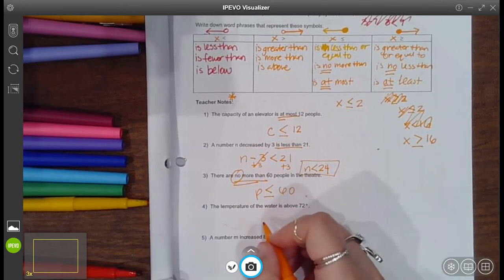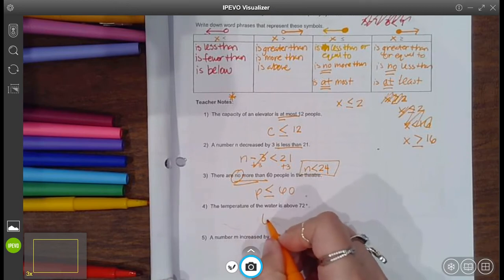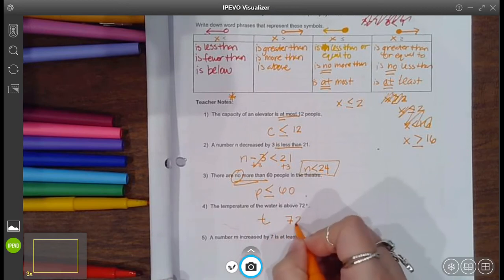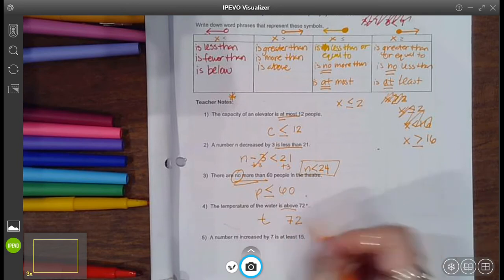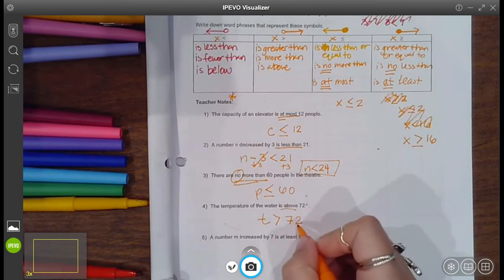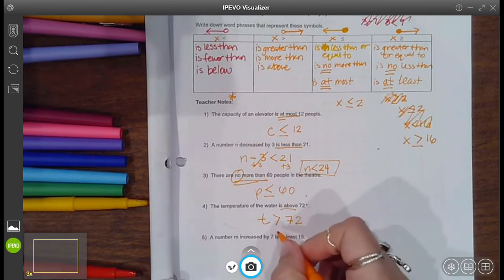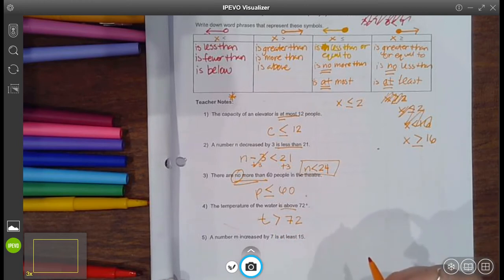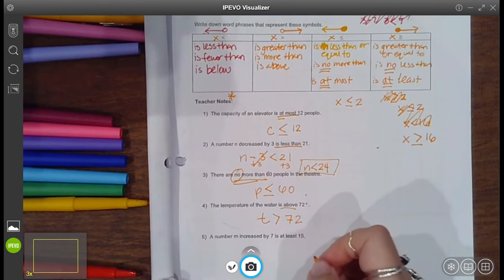Okay, for the next one, you're talking about the temperature of the water and 72 degrees. And it just says it's above. So it's something higher than that. So what do you think? A greater than sign. Is it including that value? No, it says it's above it. So I just do a regular greater than sign, not a greater than or equal to.